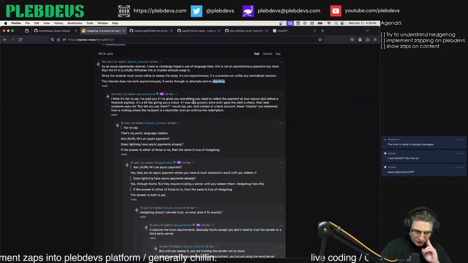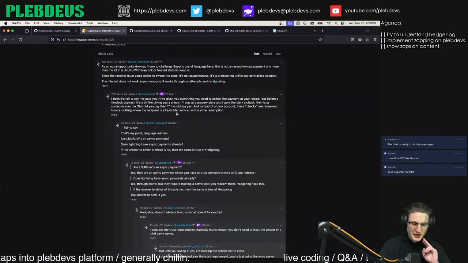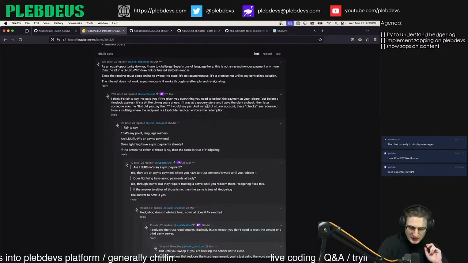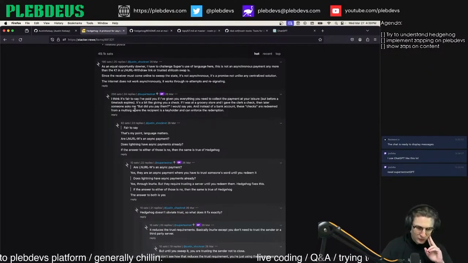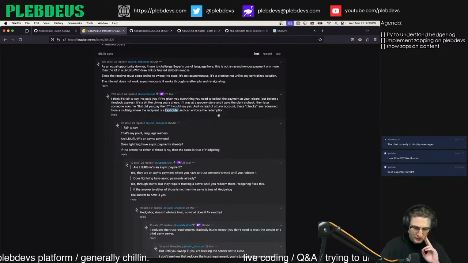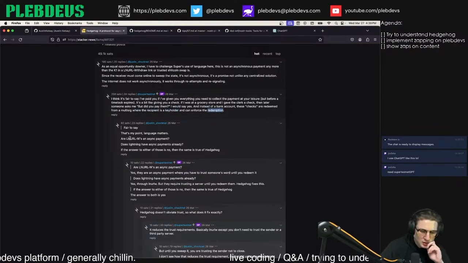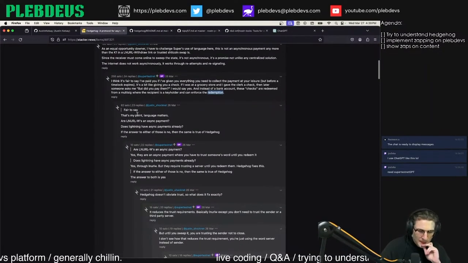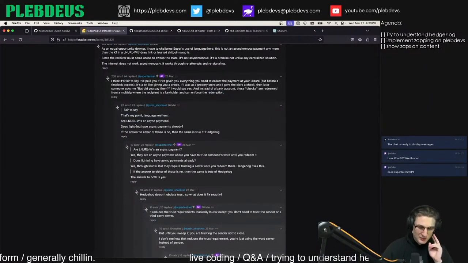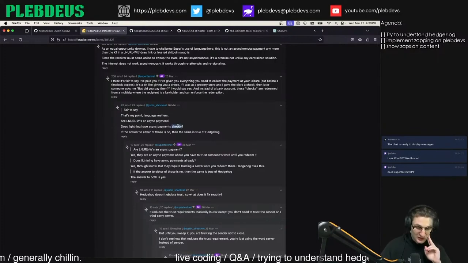Super here compares it to a check. If I was at a grocery store, I gave the clerk a check, then later someone asked me, but did you pay them? I would say yes. And instead of a bank account, these checks are redeemed from a multisig where the recipient is a key holder and can enforce the redemption. That's my point. Language matters. Are LNURL withdraws an async payment? Does Lightning have async payments already? If the answer to either of those is no, then the same is true of HedgeHog. I see.